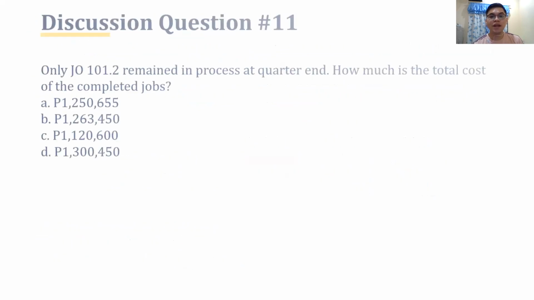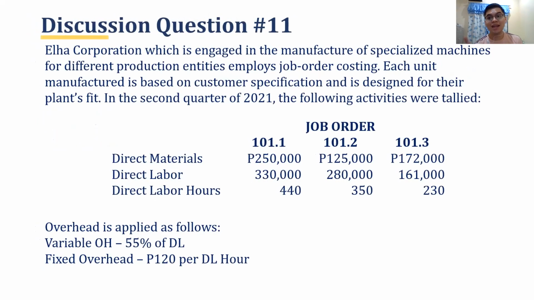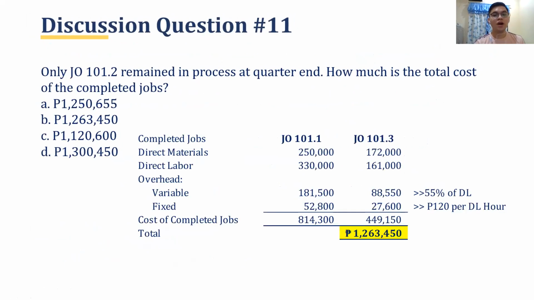So what's the question for number 11? By the end of the quarter daw, only job order 101.2 remained in process. So yung tanong, how much is the total cost of completed products? Sige, balikan natin to. Madali lang. Yung hindi lang daw natapos ay si 101.2, meaning you have to tally all production costs for 101.1 and 101.3, and as easy as that, you get to determine your total cost of goods manufactured for the quarter. So how do you do that?